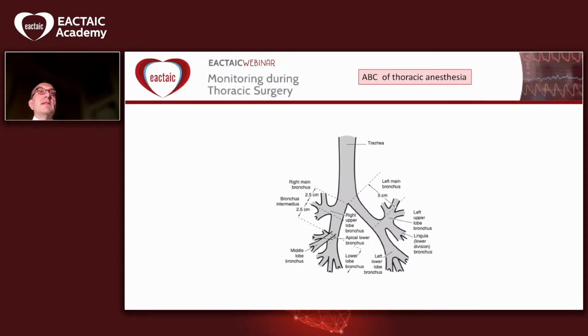ABC of thoracic anesthesia. A is for the anatomy. Of course, every anesthetist, but every thoracic anesthetist should be familiar with the anatomy of the bronchial tree, with the unique angulation of the left main bronchus and right main bronchus, the relative high apertura of the right upper bronchus, and possible alterations of this distance between the right upper lobe and the carina.